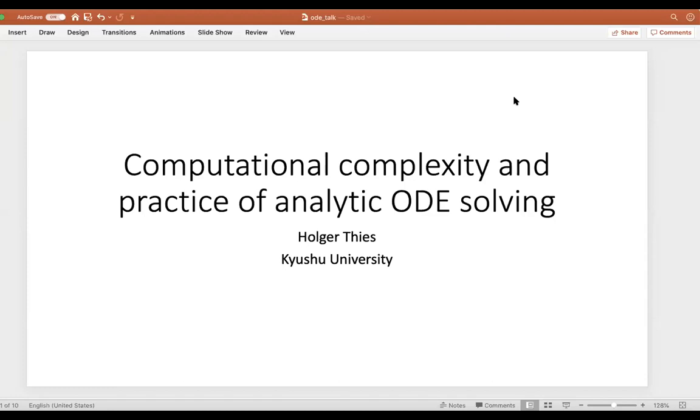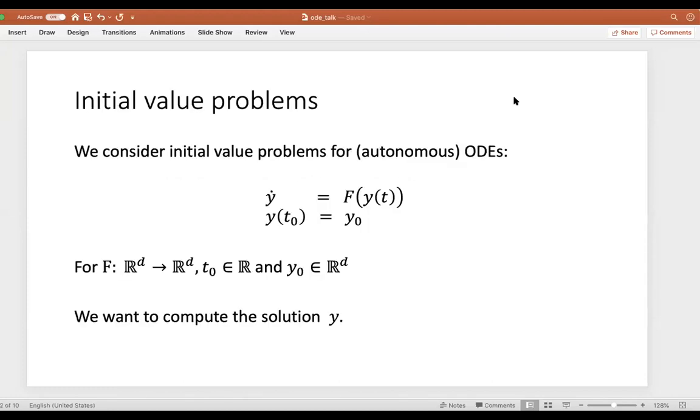Okay, so let's start. So what is this talk about? This talk will be about solving initial value problems for ODEs of the following form. We have the time derivative of y equal to some right-hand side function f, and an initial value y0 is given, for some d-variate function f. And what we want to do is compute the solution y.